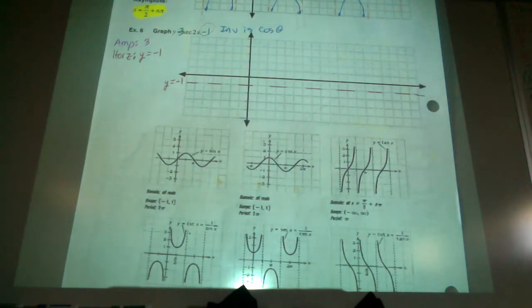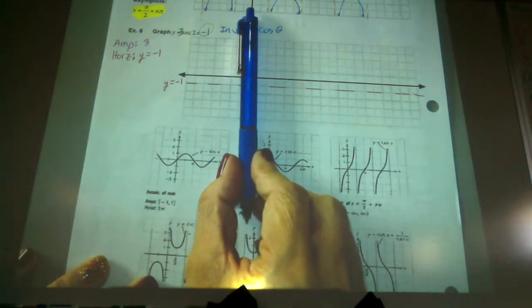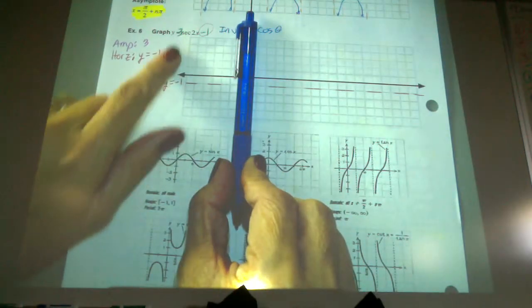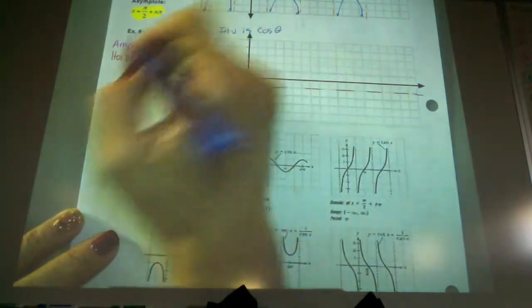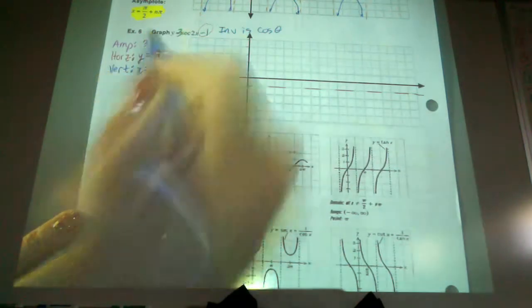Is there a vertical change? In other words, I don't mean a vertical change. Is there a change to the vertical axis, a right-left change in this equation? Are there any pluses or minuses inside parentheses? No. So that means that the vertical axis stays the same, and it remains x equals 0.